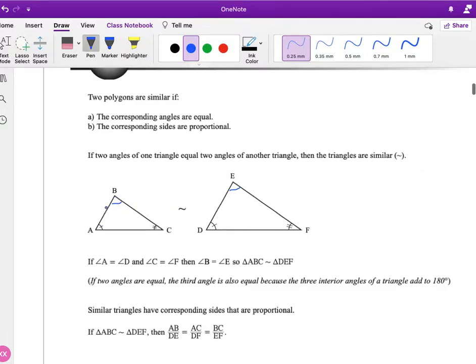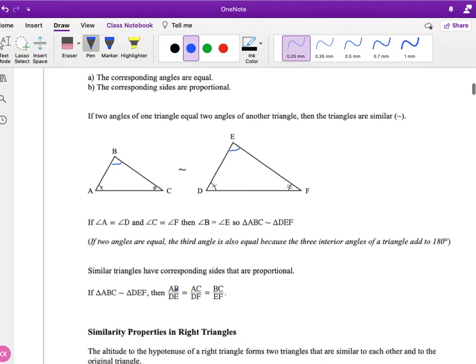And also the side ratios are the same. That means AB versus DE is AC versus DF, and BC versus EF. As far as these two conditions, all these angles are the same and the side ratios are the same, then we say they are similar. We use this wiggly line as a symbol for similar. So triangle ABC is similar to triangle DEF.